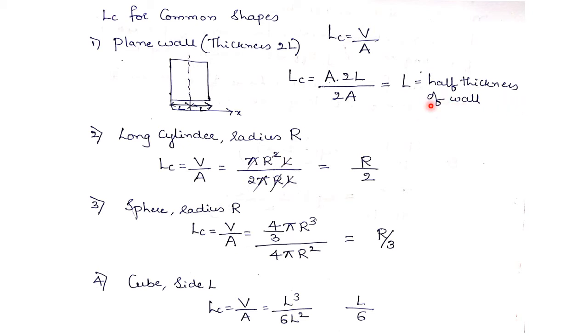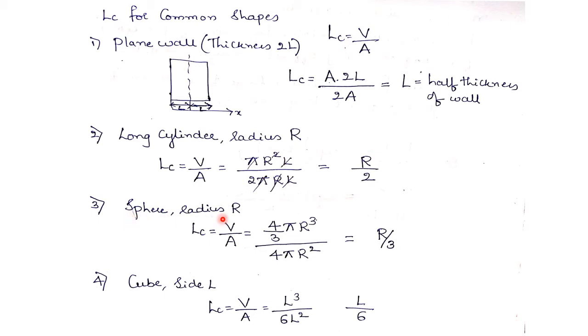Now coming to the second shape, the long cylinder having radius R, where again the characteristic length LC is given by V divided by A. The volume of the cylinder is pi R square L, and the surface area of the cylinder is pi into D into L, where twice the radius is the diameter, or 2 pi R L; both are the same. L gets cancelled, R and R get cancelled, pi and pi get cancelled. So the characteristic length LC for a long cylinder will be equal to R divided by 2.